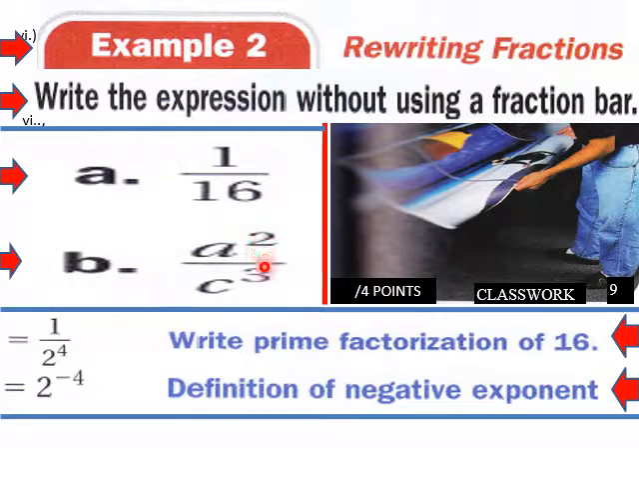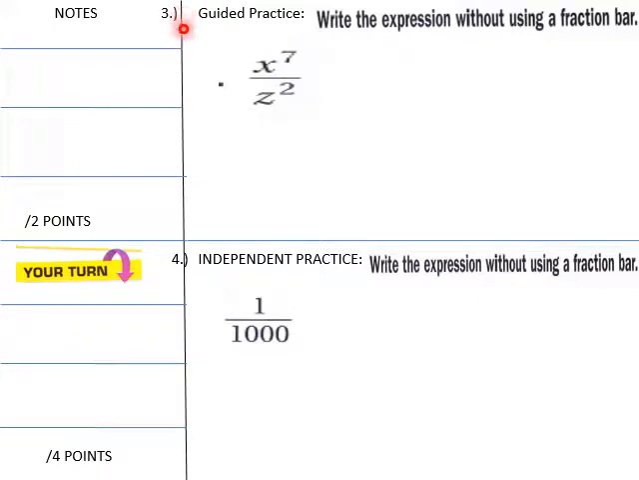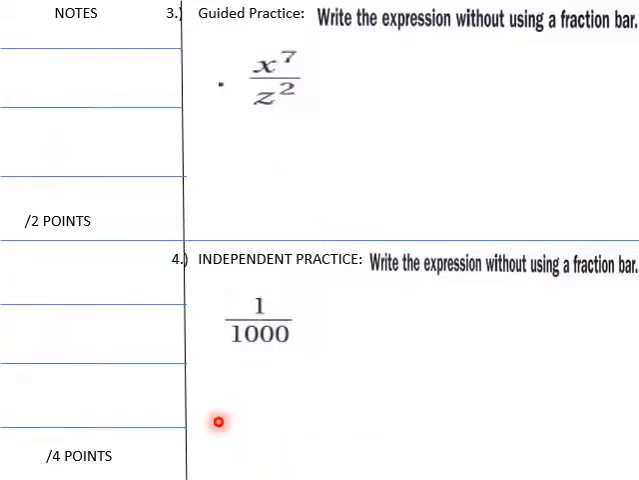And then for b, a squared over c cubed, how could we write that? It would be a squared c to the negative 3rd power, because this will flip up then. If you negate your exponent here, it'll reciprocate up now into the numerator. Guided practice, write the expression without using a fraction bar. This one, students, this is yours down here. Pay attention for our guided practice.